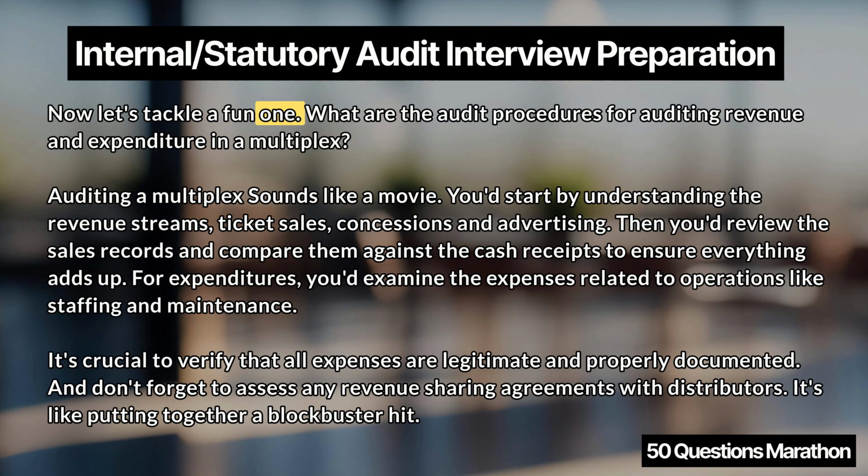Now let's tackle a fun one. What are the audit procedures for auditing revenue and expenditure in a multiplex? Auditing a multiplex sounds like a movie. You'd start by understanding the revenue streams: ticket sales, concessions, and advertising. Then, you'd review the sales records and compare them against the cash receipts to ensure everything adds up. For expenditures, you'd examine the expenses related to operations like staffing and maintenance. It's crucial to verify that all expenses are legitimate and properly documented. And don't forget to assess any revenue sharing agreements with distributors. It's like putting together a blockbuster hit.